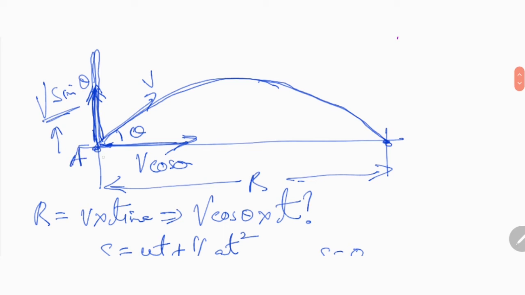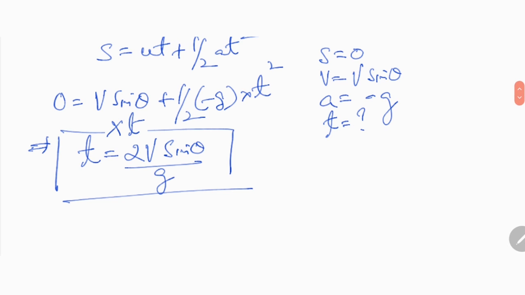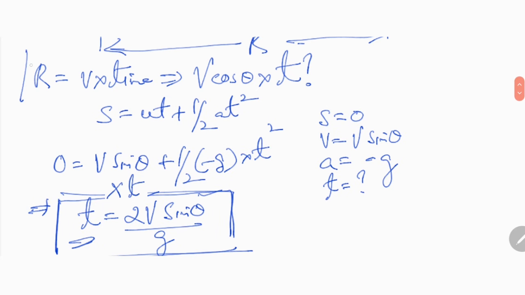So starting point A, ending point B. So the total time taken is t is equal to 2v sine theta by g. So we know v and theta is known, and g is acceleration due to gravity, which is 9.81, which we know. Now that we know t, can we go ahead and apply it in our formula here? We can do that, right? So let's go and apply this.